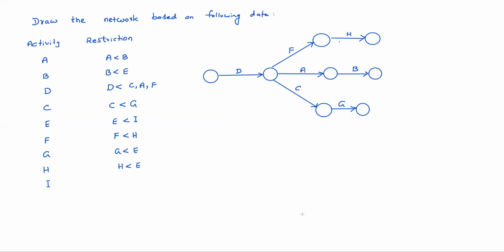We'll put it like this. G is less than E, E activity. H also less than E. Okay, do it like this. Put E activity here. Dummy. I am drawing dummies. Okay. Then E is less than I. E is less than I. E is less than I. Okay.